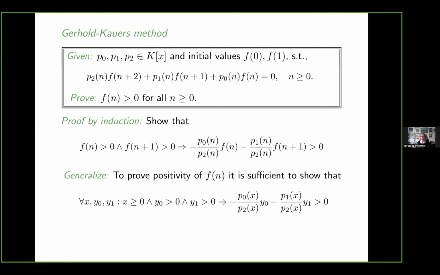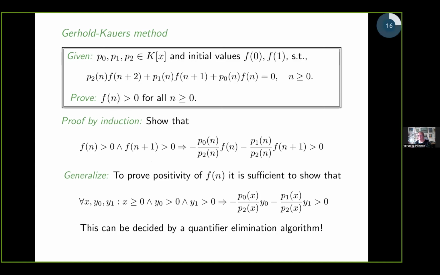This is a more general statement, but it is something that I can give to CAD, and if CAD says this is true, then up to initial values, I have proven the initial inequality that I'm interested in on the P-recursive sequence. So this can be decided by quantifier elimination, but as I said in the previous slide also, it may be false even if the sequence is non-negative, because this may not be the way to prove this.